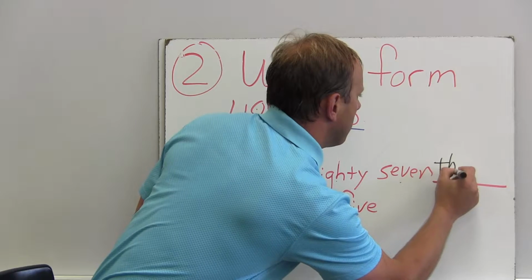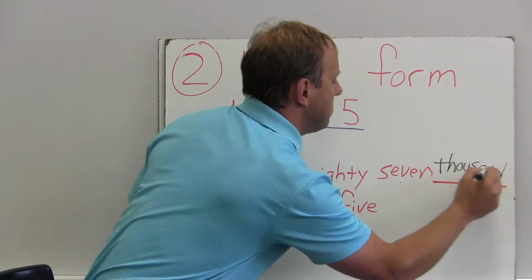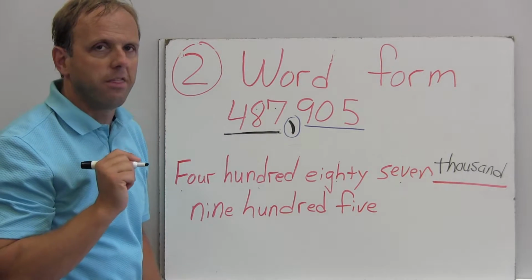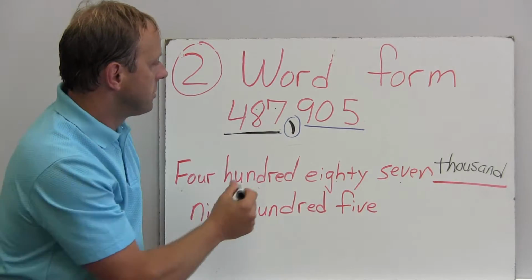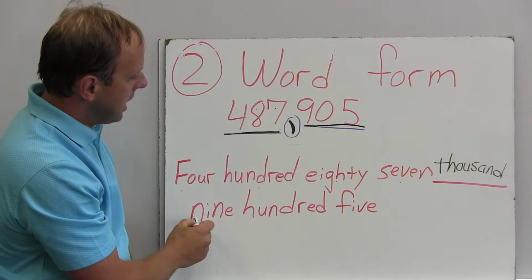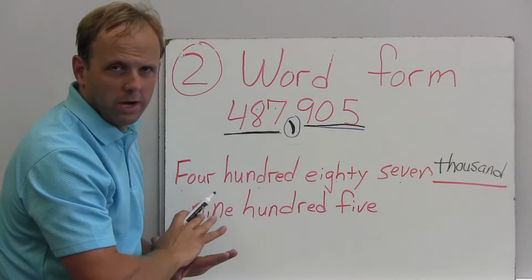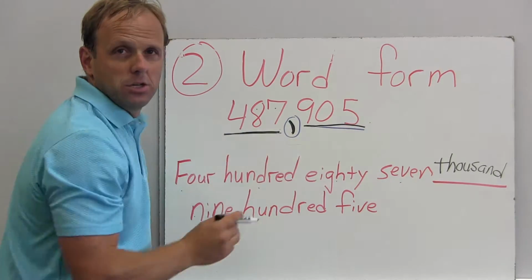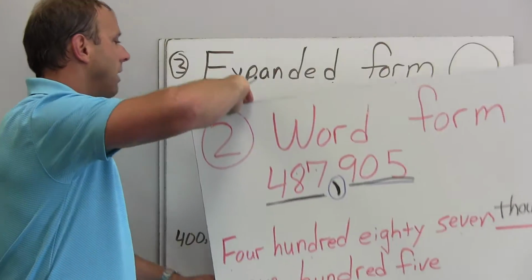I add the word thousand. That's the only place that you ever write the word thousand in word form. And then you just simply write the remaining part, 905. 905, not "and" 905. The word "and" only comes if there's a decimal and additional numbers.